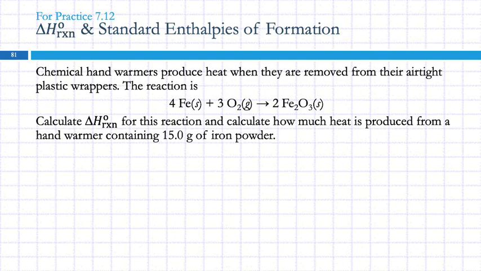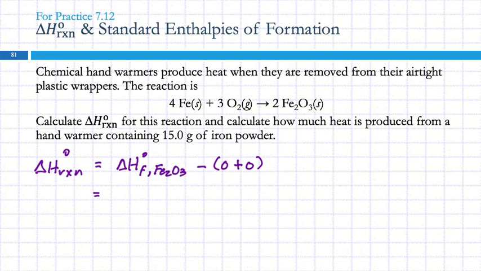So, calculating the standard heat of reaction, it's going to be the heats of formation for the products minus the reactants. So, the product is Fe2O3, and then we're subtracting the reactants. But what makes this easier? Those are elements in their standard states, and so those are 0. 0 and 0. So we already used the heat of formation of Fe2O3. It's conveniently here on the board.